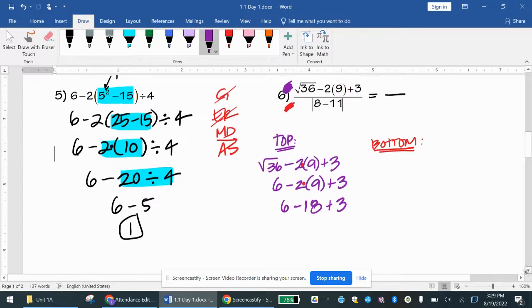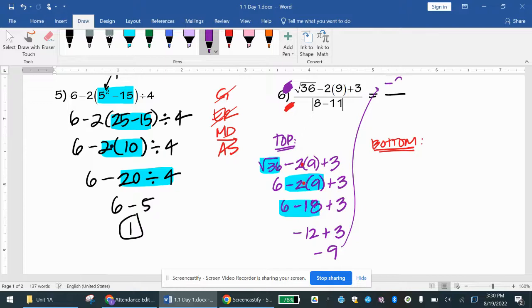And important, guys, once you get to that last step, addition and subtraction need to be done from left to right. So I have to do this subtraction first. 6 minus 18, which then gives you -9. So that's going to be the answer to the top, which is called a numerator.